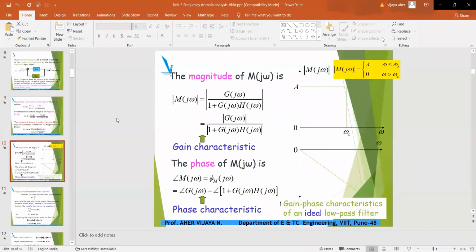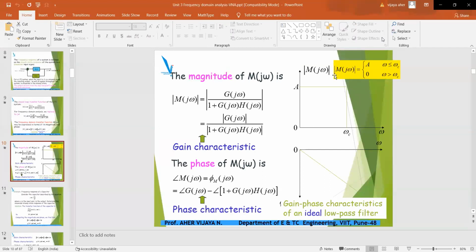Now, magnitude is equal to the mod of M(j omega), equal to this term, or you can write this term. This is nothing but your gain characteristics. And the phase of M(j omega), that is the phase of the closed loop transfer function in frequency domain analysis, you can write as angle of M(j omega) or phi of M(j omega). So take the angle of the numerator minus the angle of the denominator. This is nothing but the phase characteristics.